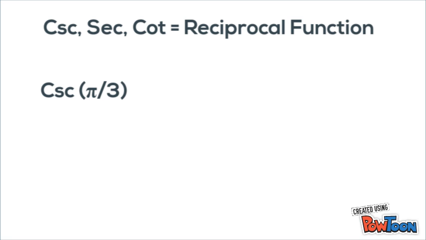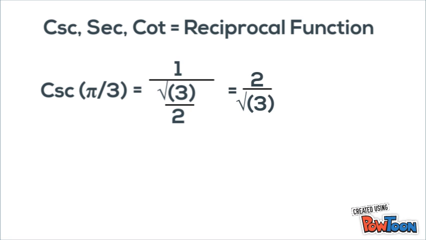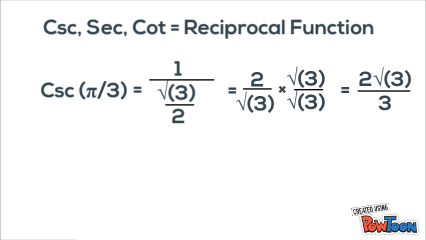So cosecant of pi over 3 is equal to the hypotenuse, 1, divided by the square root of 3 over 2, or the opposite. Simplified, the answer is 2 over the square root of 3, but you can't have a square root in the denominator, which means you need to rationalize. Multiply both the top and the bottom by the square root of 3, and you are left with 2 square roots of 3 divided by 3 as your answer.